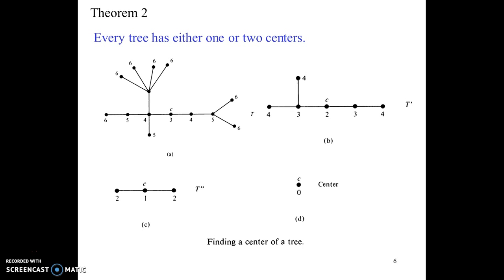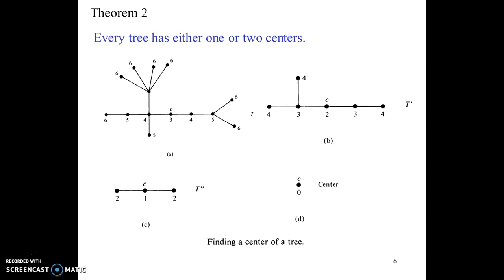Again, start computing the eccentricity value for each node of T dash. T dash has the minimum eccentricity value of 2. So, 2 is the center. Now, remove pendant vertices from T dash. So, this gets removed, and this gets removed. Removing the pendant vertices from T dash ends up in T double dash.